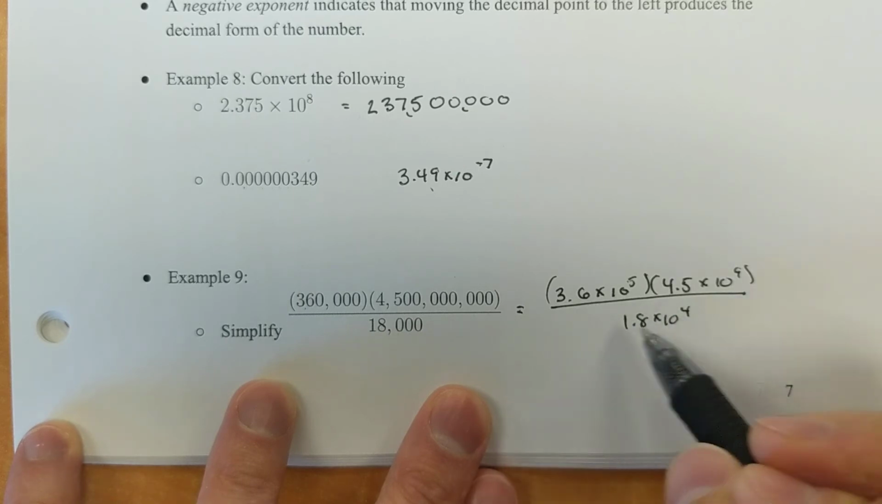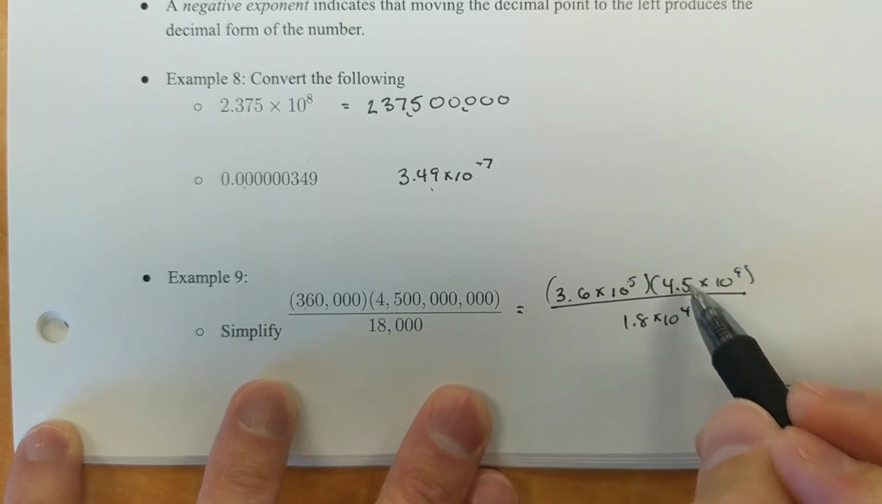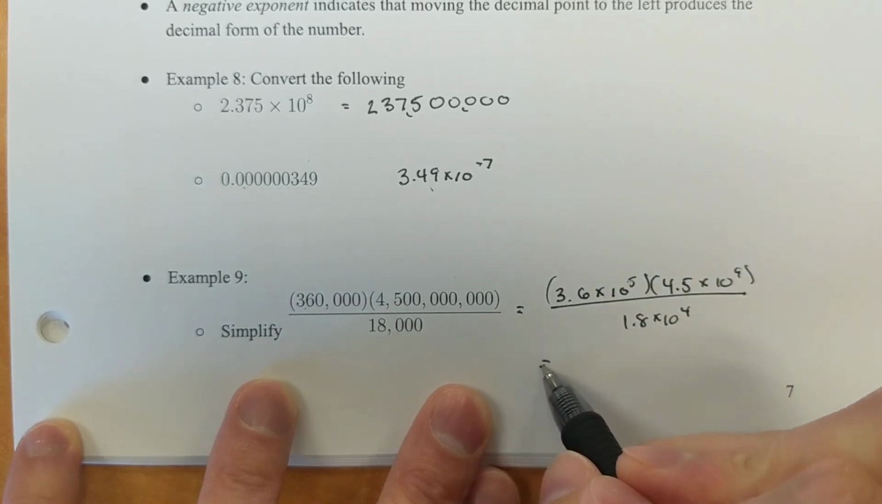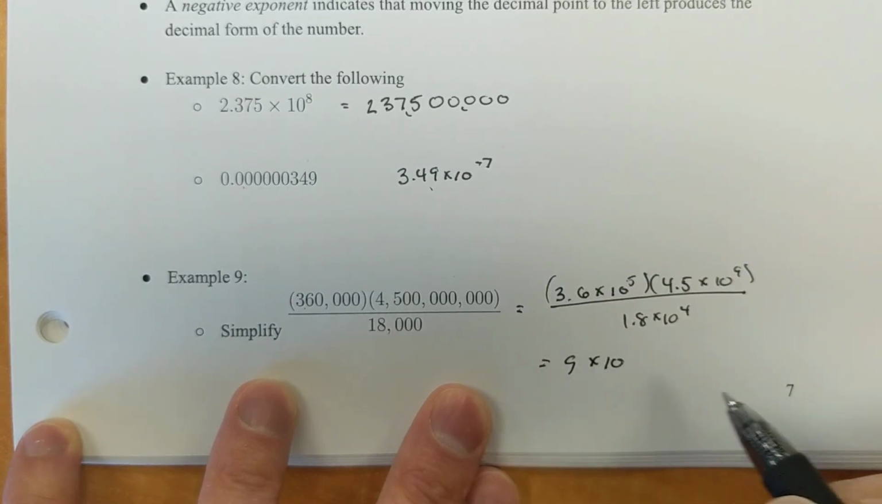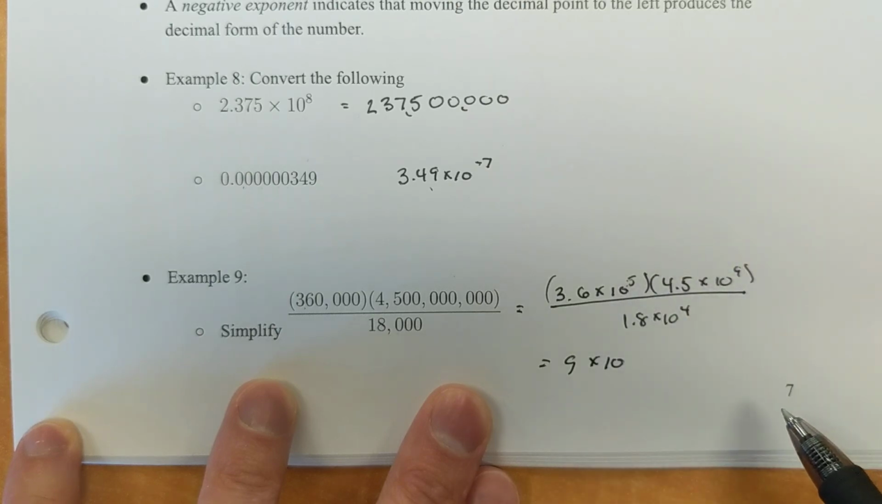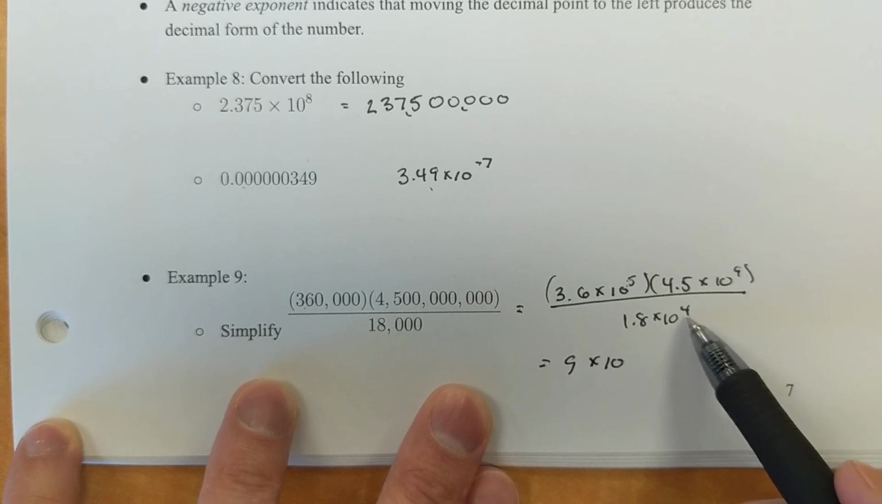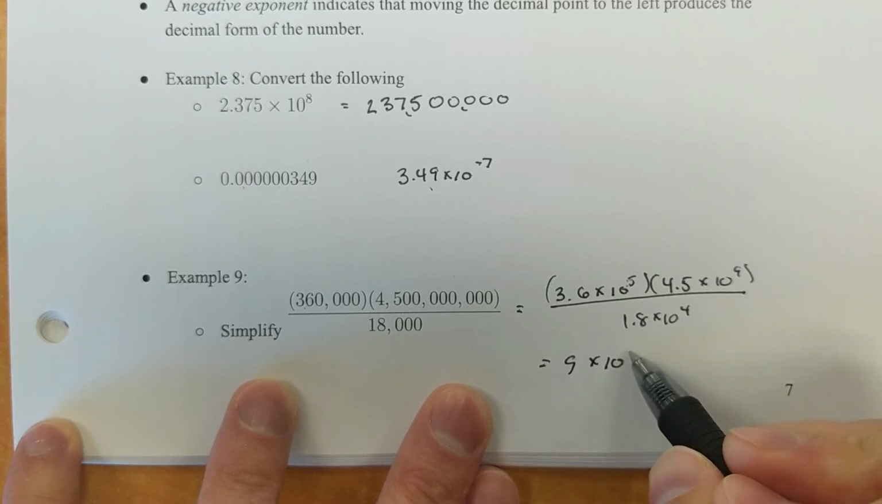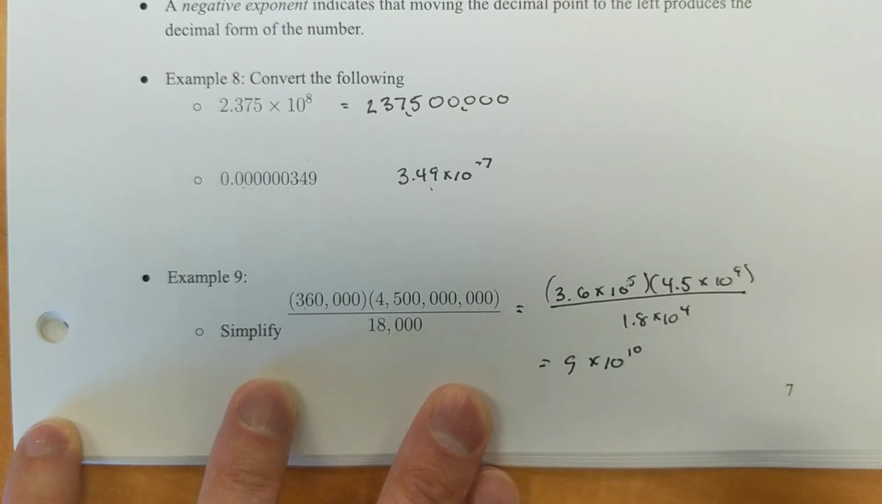So when you work it out in scientific notation, you can work the numbers out. 3.6 times 4.5 divided by 1.8. So that's 9 for my numbers. And then for the exponents, I can use my exponent rules. These two are being multiplied, so 5 plus 9 is 14. And so dividing by the 4th power, I would subtract that. So 14 minus 4 is 10. So that would be my answer.